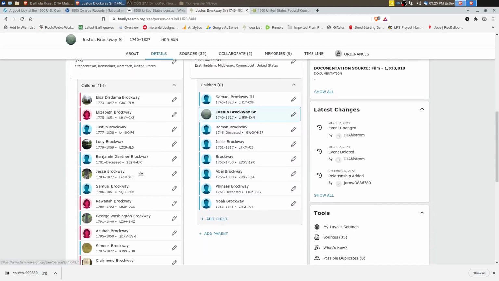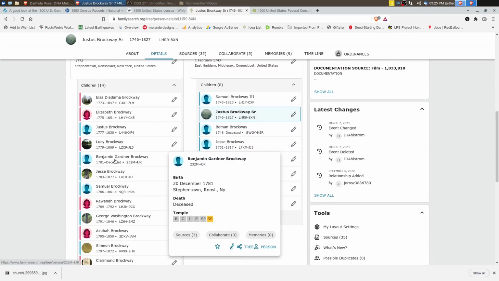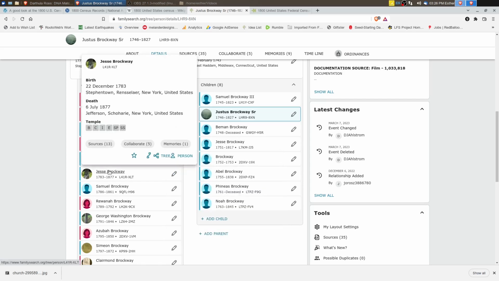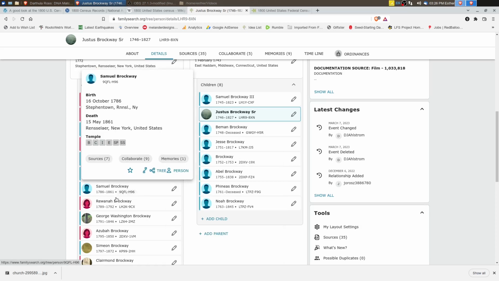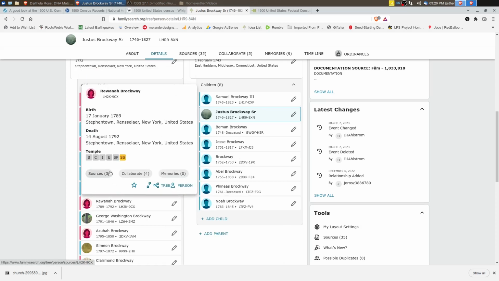So for example, as I'm looking through some of these children, there's not very many sources, and some of them are missing information, like Benjamin Gardner, we don't have a death date. Others, we have more information, but they need a little bit more research, especially like this person, Rowana. I'd like to know where this birth and death information came from.